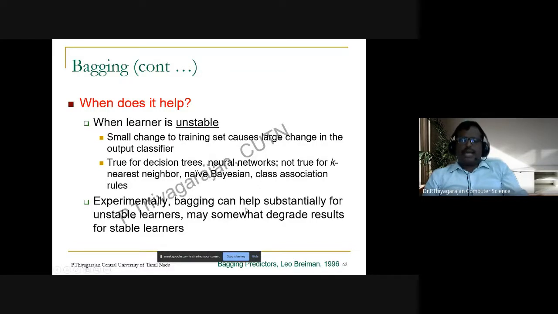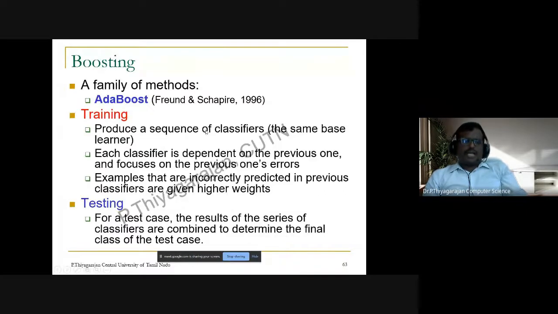Experimentally, bagging can help substantially for unstable learners, and may somewhat degrade the results for stable learners. Whenever the data set is very small and you want to work with it, you can use bagging. It helps whenever the learner is unstable with a small data set. And another family of methods is Adaboost, which we're going to discuss in detail.